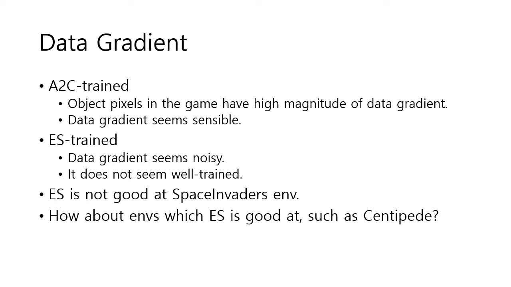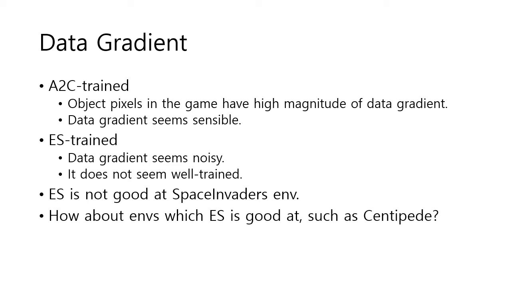For the A2C trained network, object pixels in the game have higher magnitude of data gradient, so it seems sensible. But for the ES trained network, the data gradient seems noisy, so it does not seem well trained. So why is it noisy? It may be because ES is not good at training the Space Invaders environment.